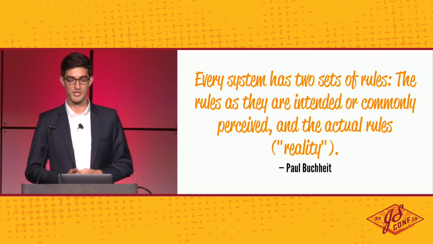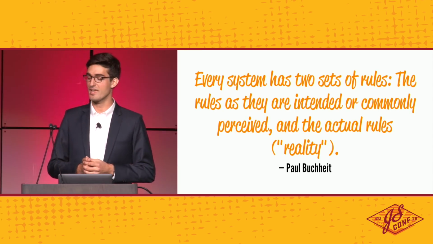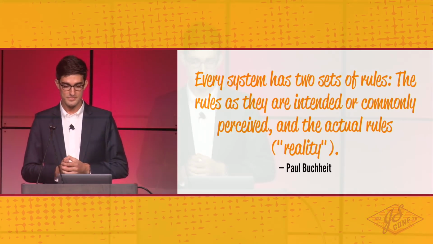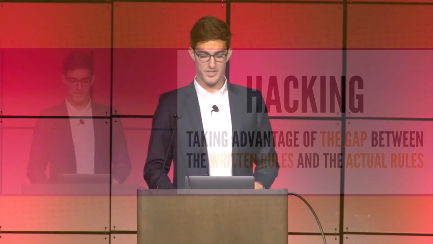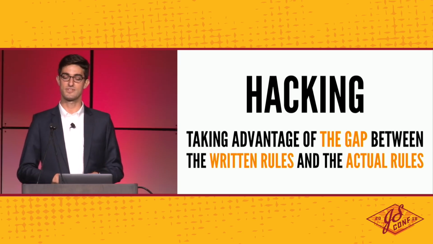I like this quote by Paul Boucher. Every system has two sets of rules: the rules as they are intended or commonly perceived, and the actual rules, also known as reality. In most complex systems, the gap between these two sets of rules is huge. Sometimes we catch a glimpse of the truth and discover the actual rules of a system. Once the actual rules are known, it may become possible to perform miracles, which are things that violate the perceived rules. So what Paul is calling miracles are also known as hacks. And so the definition of hacking that I like a lot is taking advantage of the gap between the written rules and the actual rules.